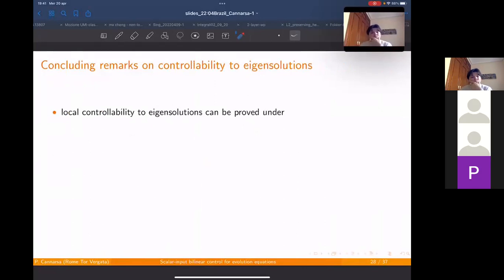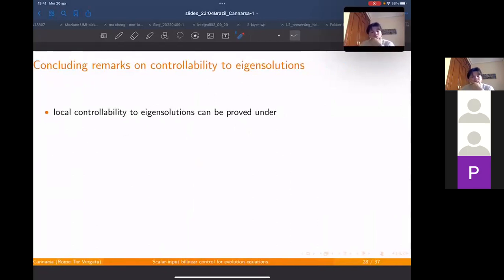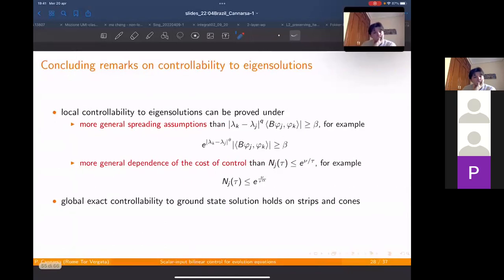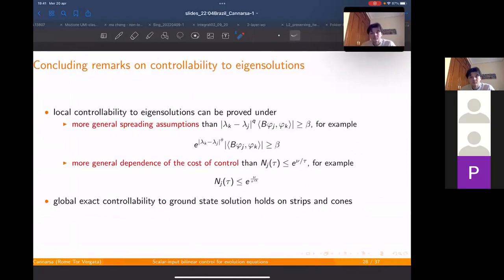Okay, some concluding remarks. You can deduce from this local controllability result some generalizations by extending the decay rate. Instead of taking it polynomial, you can take some exponential, and also you can allow more general behavior of the control cost. And also you can deduce some global exact controllability results from these local ones, typically, for example, on strips or cones in the Hilbert space.